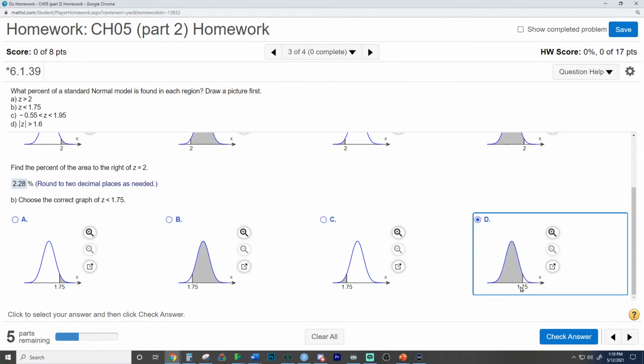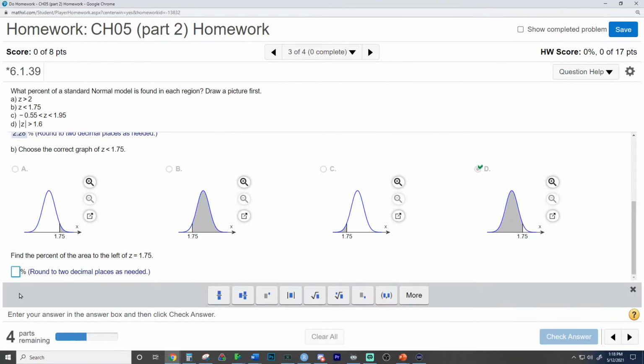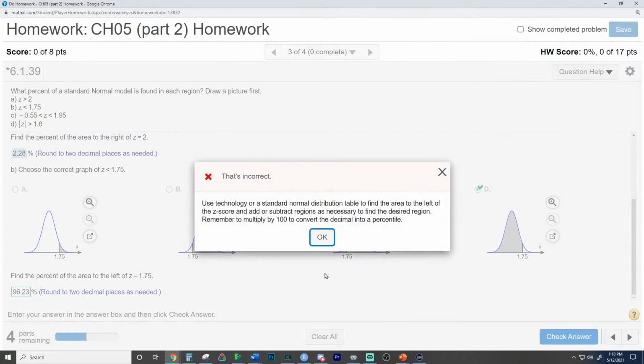1.96. 1.645 is, my brain's breaking, is the 90th percentile. So this is going to be between 95 and 97.5%. This has to be between 95 and 97.5%. So it's between 95 and 97.5. And it's probably going to be about, this is a tough one to guess.